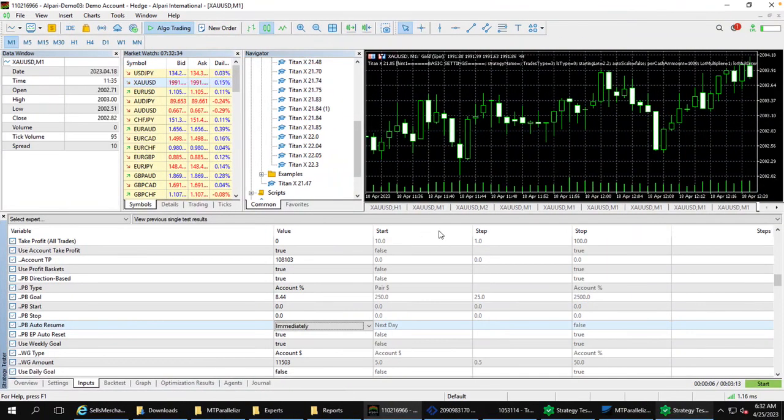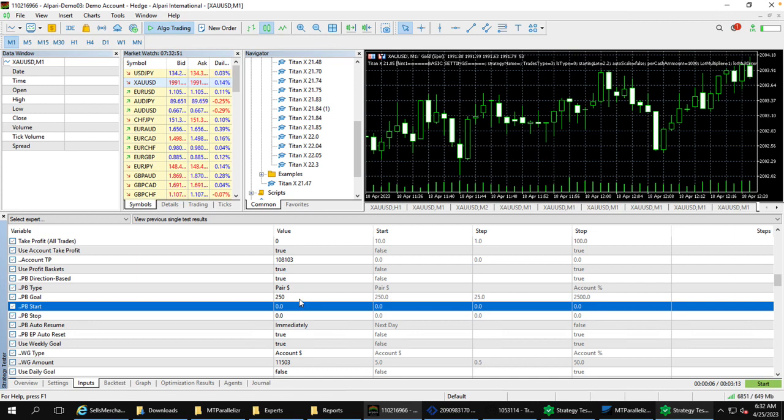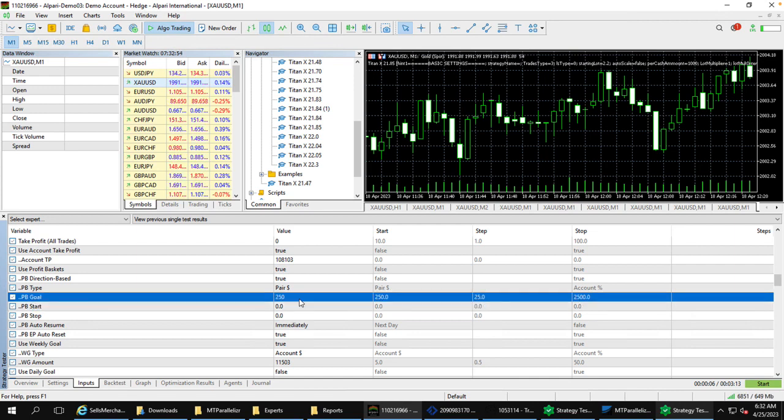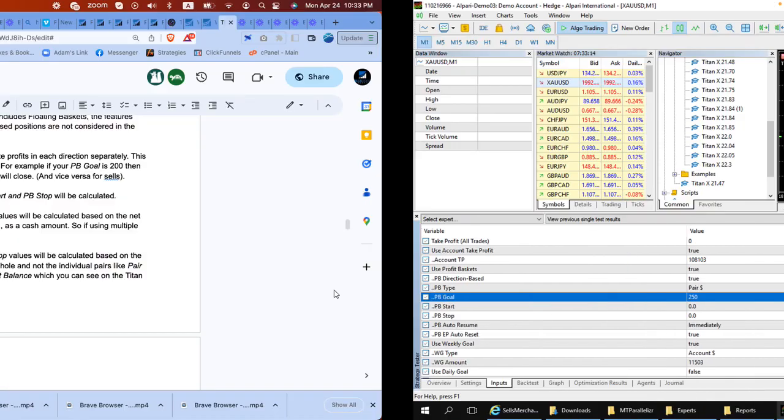So let's say, for example, I'm trading gold and GJ and Euro USD. Well, I can set this type to pair dollar amount, and I can set this to, let's say, $250, right? And it's not going to close when my account is floating $250 profit, or net profit, I should say. Rather, only when the individual pairs hit it. So once Euro USD has made $250 net profit, that's when the trades will close. Or when gold has made $250 net profit, that one. So it's basically calculating separately for each one of the pairs.